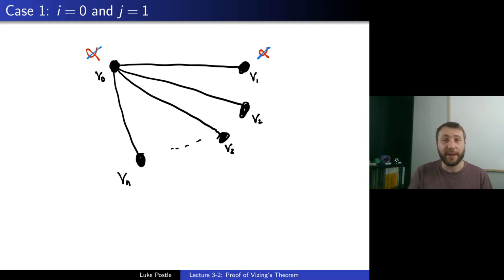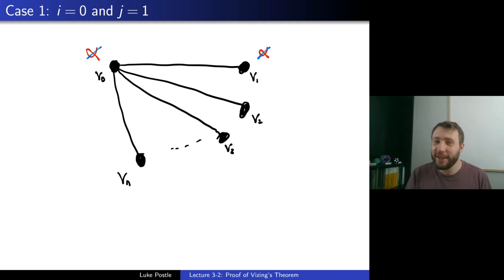So I'll draw that by writing alpha and then crossing it out to denote that it's missing around v naught and v1. So the edge v naught v1 is not colored, but all the other ones are. What do we do? Maybe stop, pause for a moment and think what you would do in this case. Okay, now that you're back, I will show you what to do.